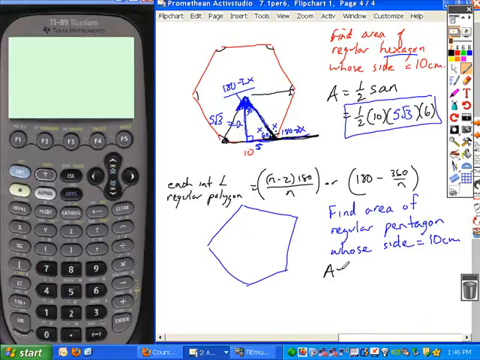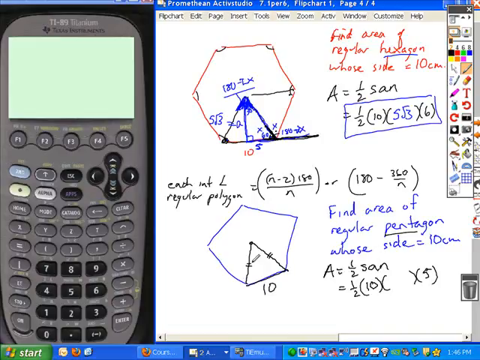When we start our problem, area is equal to 1/2 s a n to begin with, our formula. And we can plug in what we know. 1/2, what's the length of each side? 10. We don't know the apothem yet. What's the number of sides? Pentagon, so 5. Let's draw in, sketch our one reference triangle.